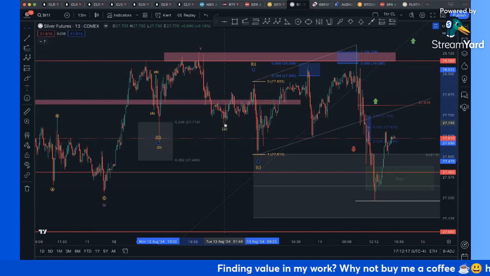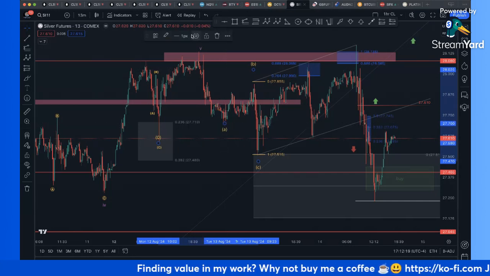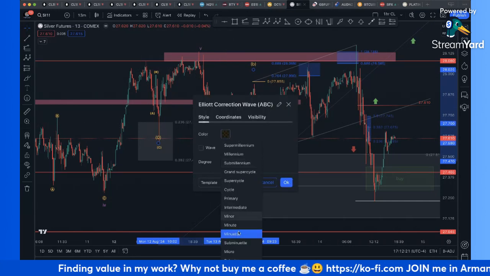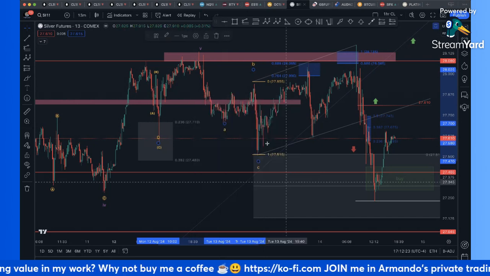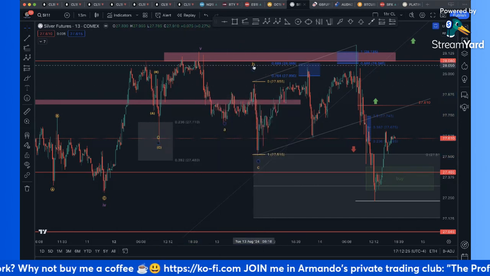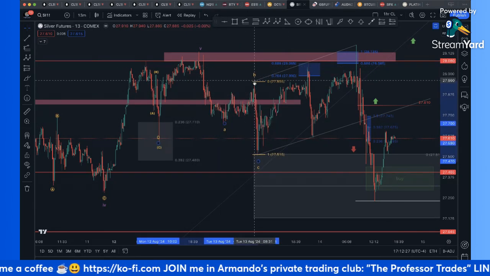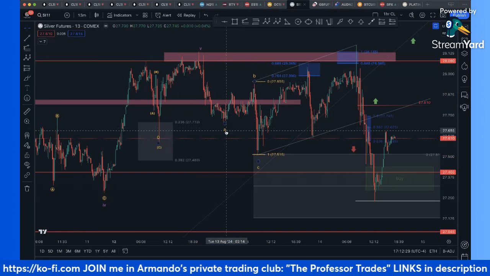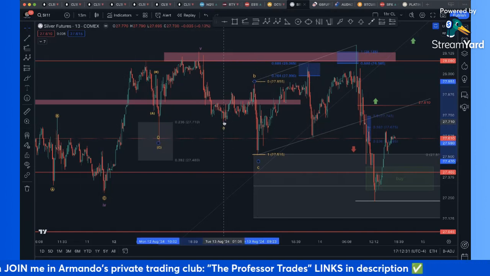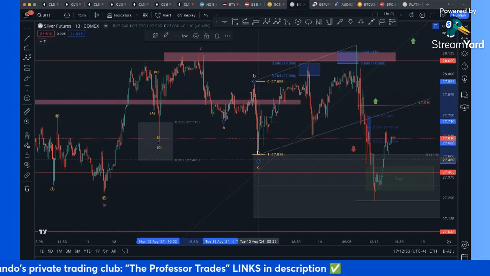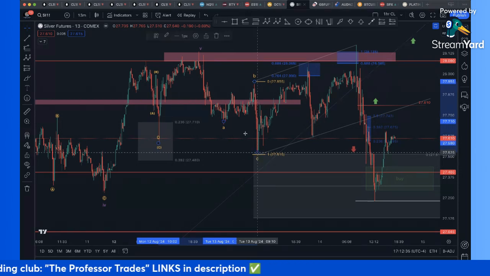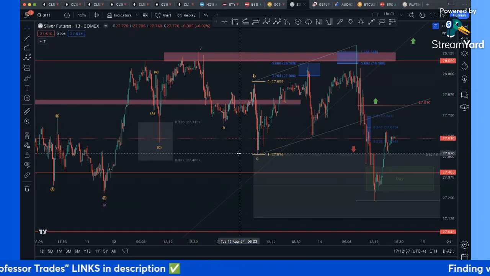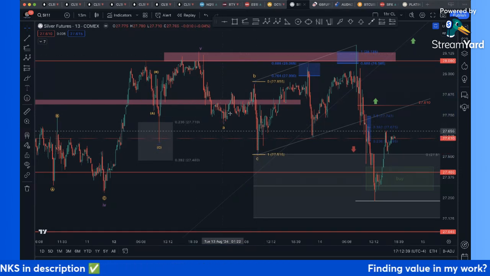So here we have a three-wave move, ABC, and I'm just going to lower the degree because this could be a micro degree, but it doesn't really matter for our purposes. I really just want to show you the measurements and how we conclude what label to put on a measurement. So this measured very well as an A equals C.